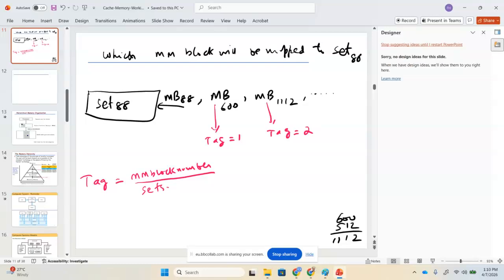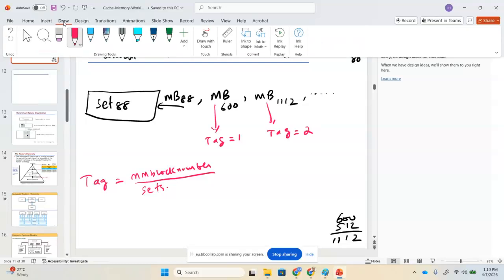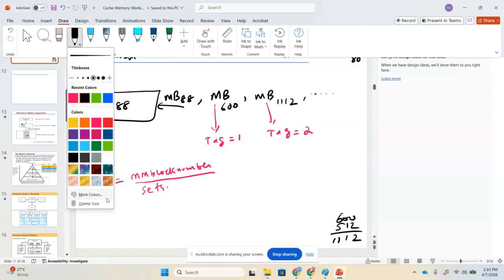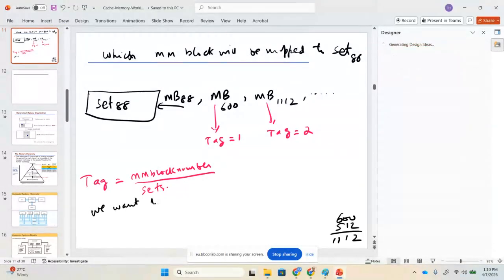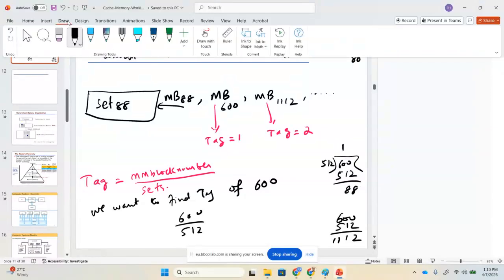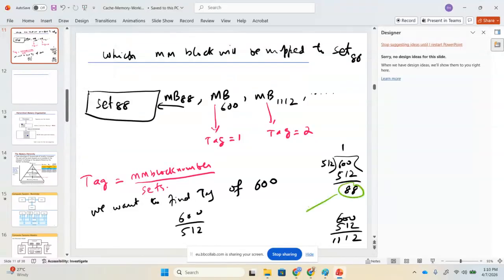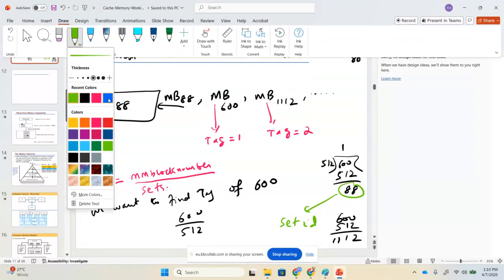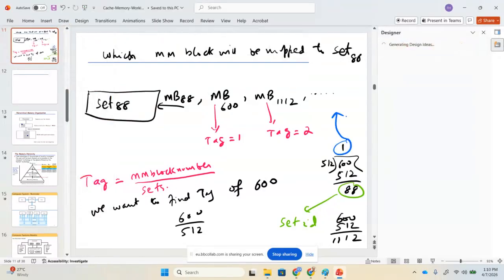Now we want to find the tag using a formula, the tag of 600. So what is the main memory block number? It is 600, divided by 512. Now 512 multiplied by 1 is 512, and there is a remainder. So this remainder will tell me what? The set ID. And the quotient will tell me what? Help me. The tag. The tag.